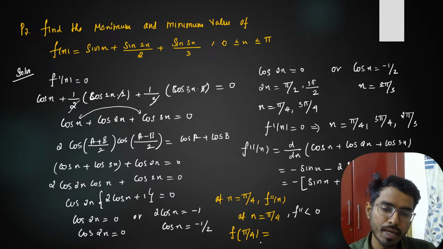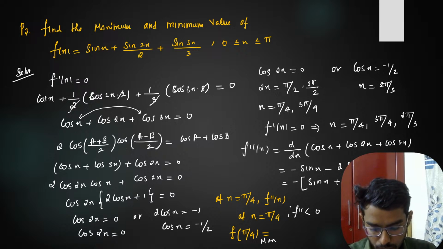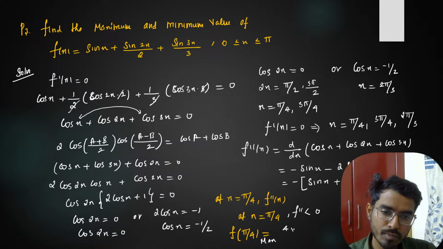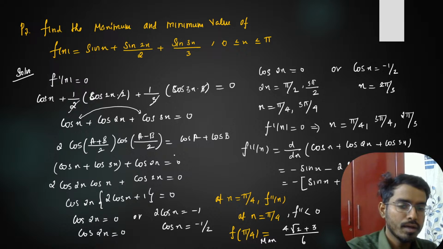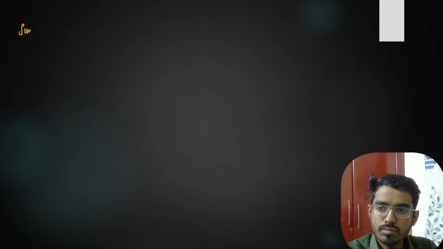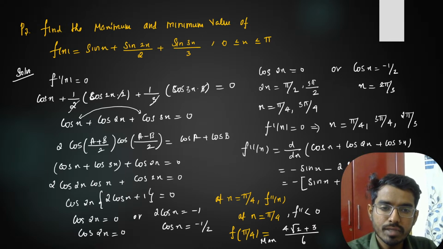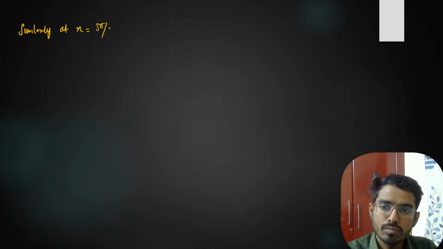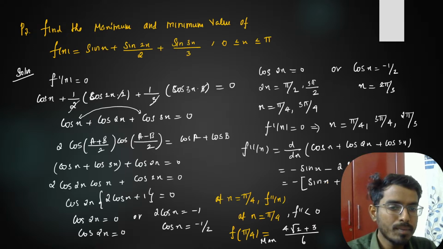That means f of pi by 4 will be maximum value. You substitute pi by 4, you will get the answer as (4 root 2 plus 3)/6, right? And similarly, at x is equal to 3 pi by 4, you just find f double dash of 3 pi by 4. Just substitute 3 pi by 4 here.